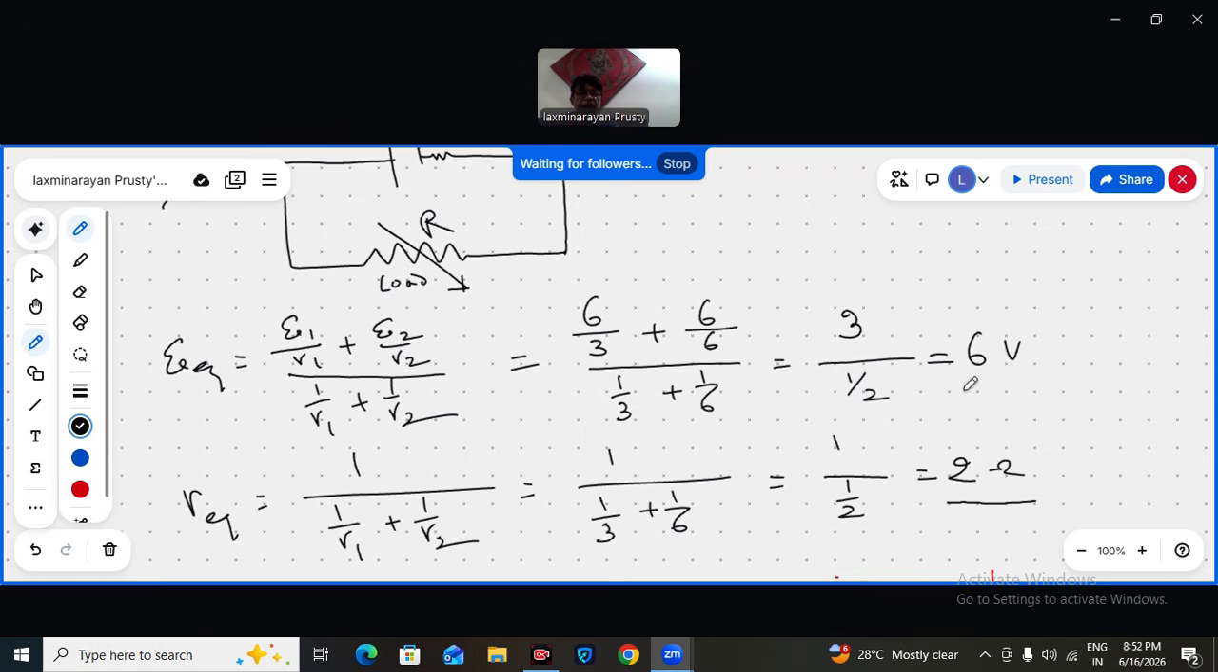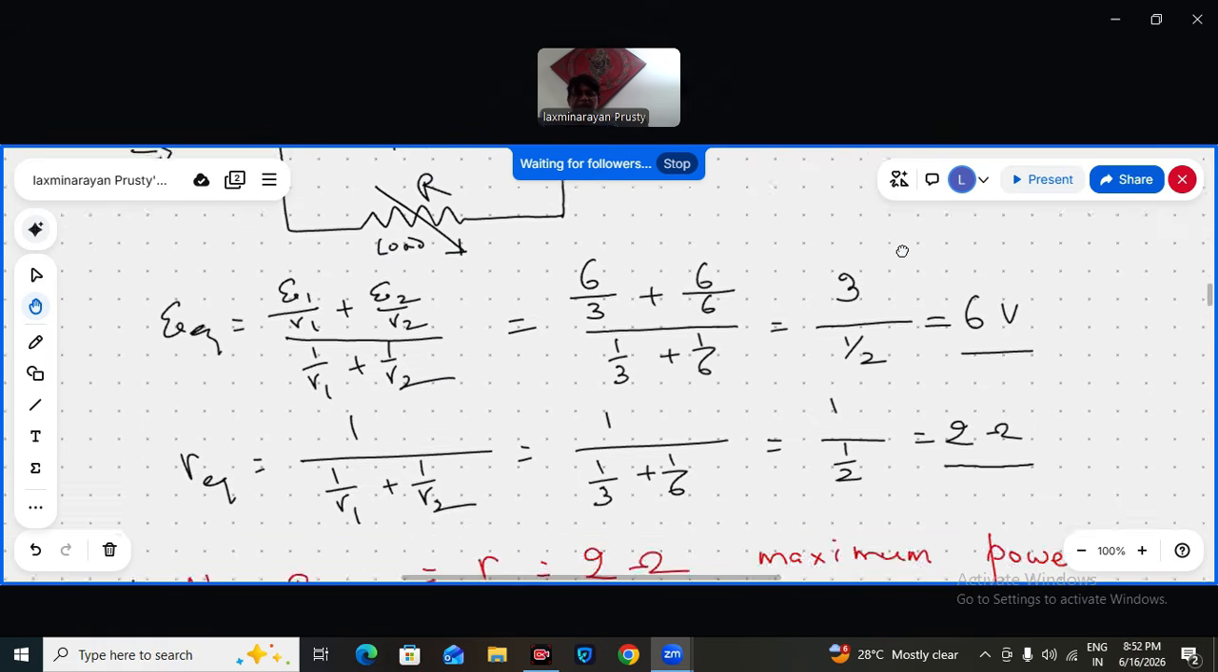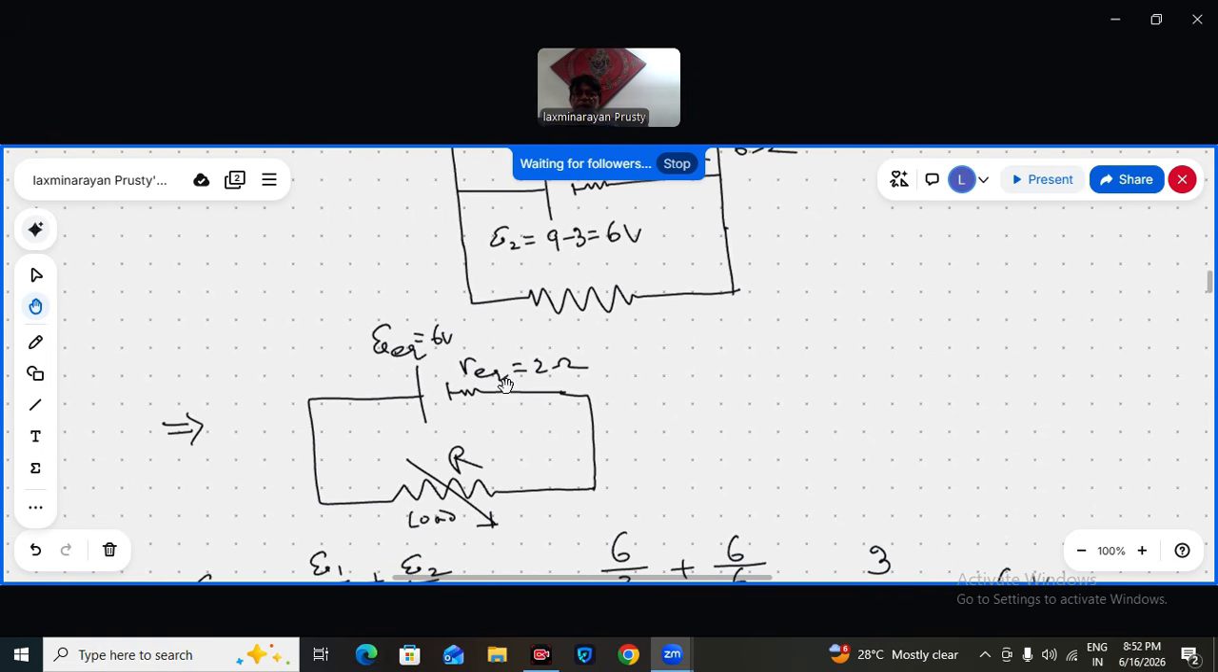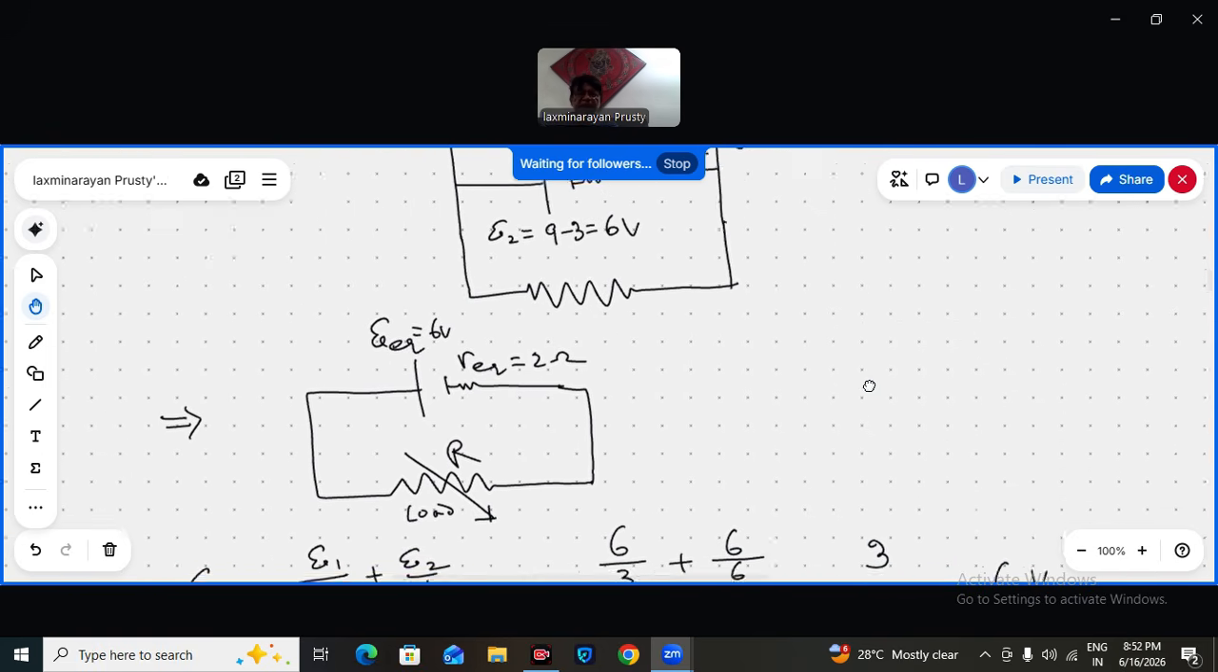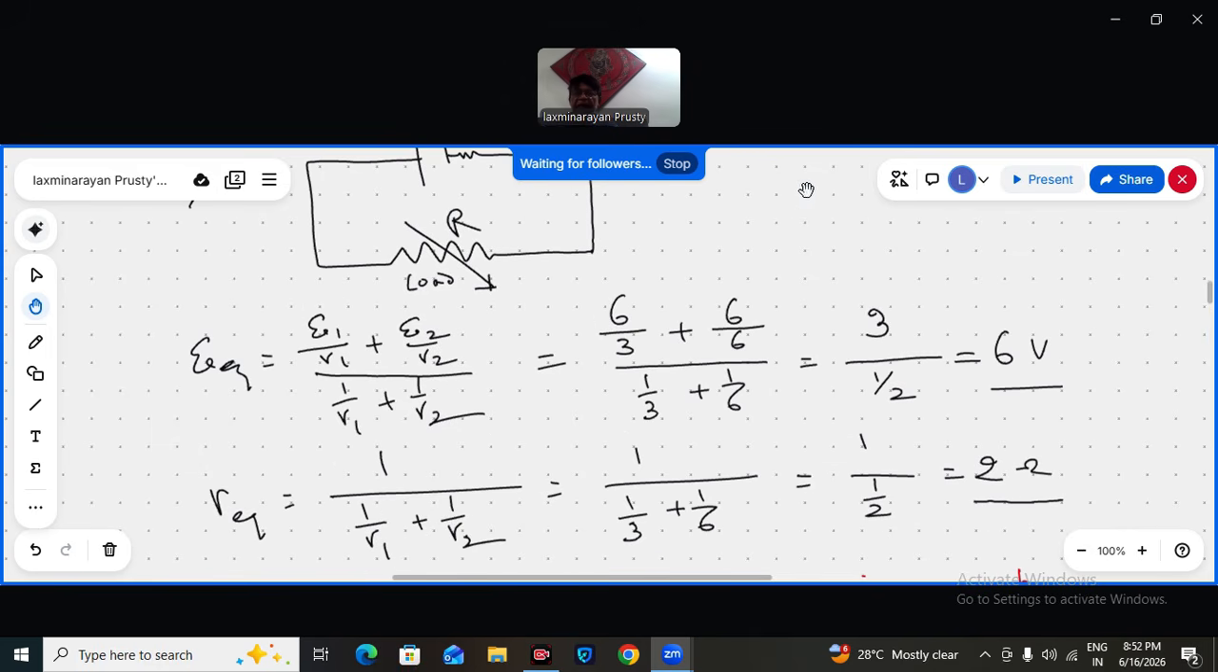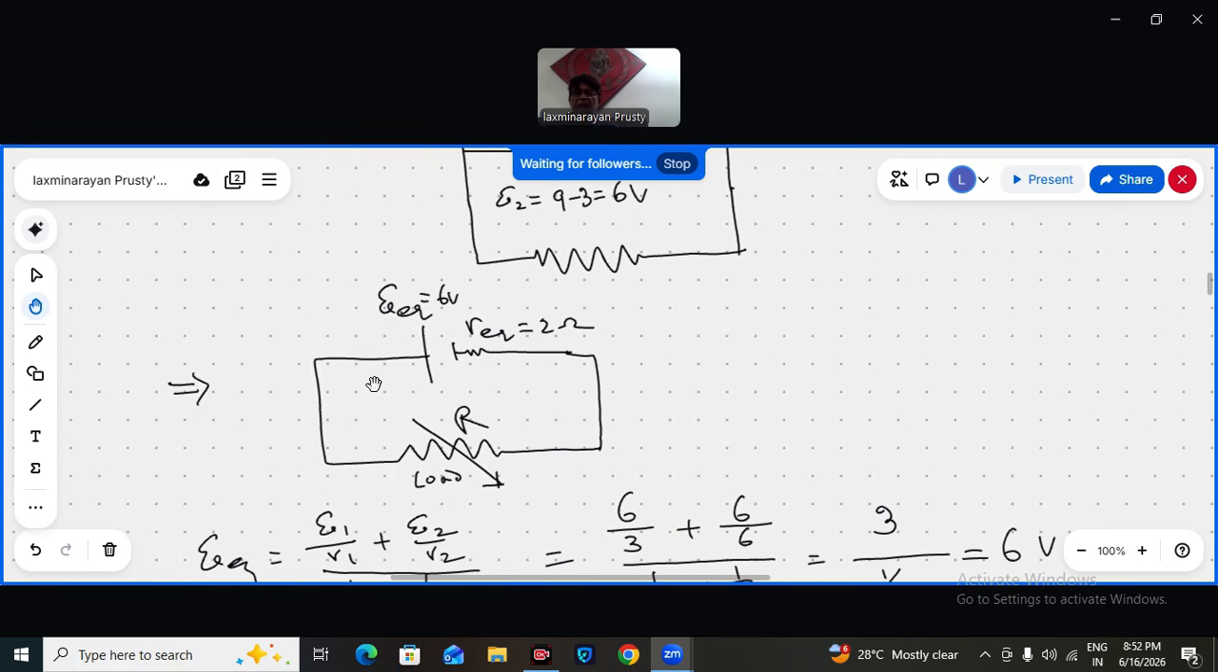So 6 volt is E equivalent. What is R equivalent? 1 by R1 plus 1 by R2, that is 1 by 3 plus 1 by 6, that is 1 by 2, that is 2 ohms. Very simple. So this is what I wrote: 6 volt, E equivalent, R equivalent is 2 ohms. And the load is capital R, variable.